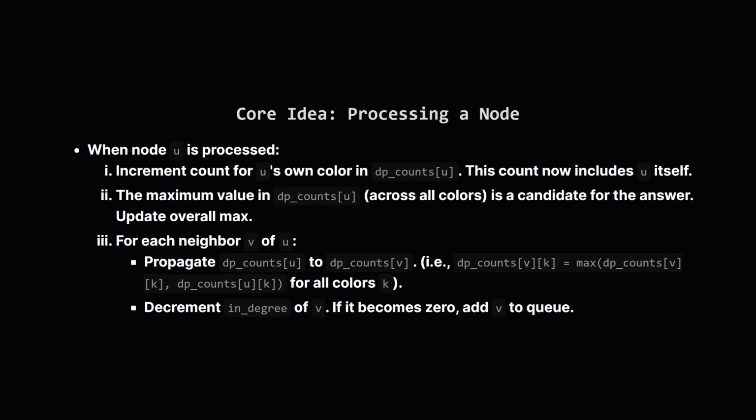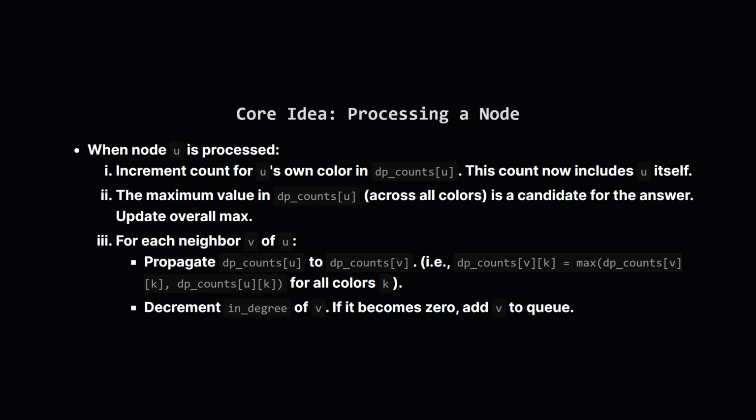Now, when we take a node, let's call it U, from the queue to process it, first, we look at the color of node U. We go to our DP counts table for node U, and for its specific color, and we add 1 to it. This is because node U itself contributes 1 to the count of its own color for any path ending at U. After this update, the entry DP counts for node U and its own color tells us the maximum number of times color U has appeared on a path ending at U. This value is a candidate for our final answer, so we'll keep track of the biggest one seen so far.